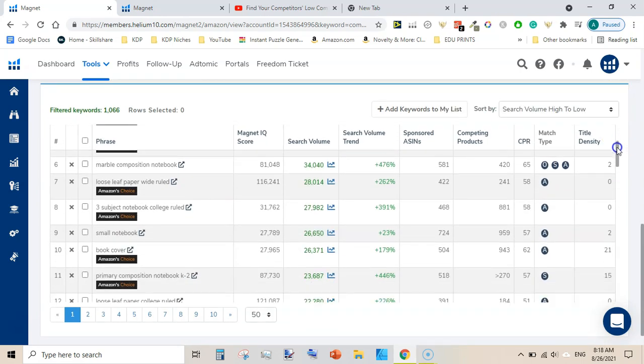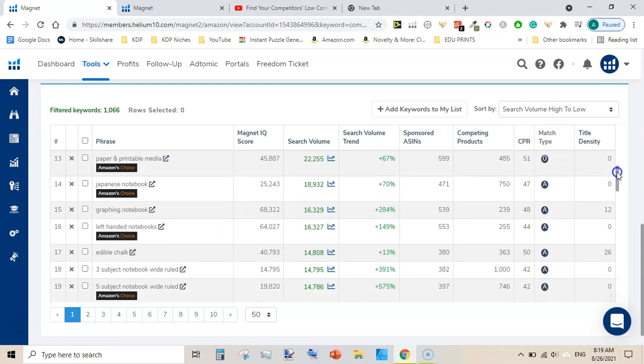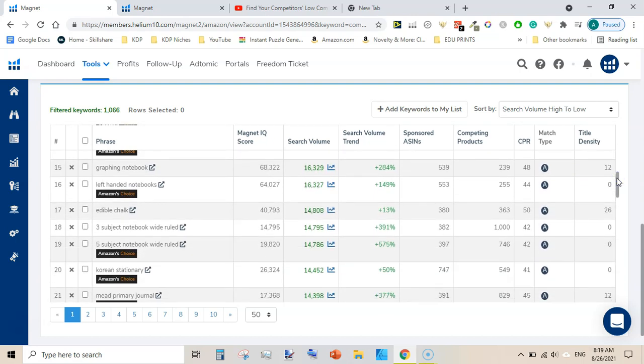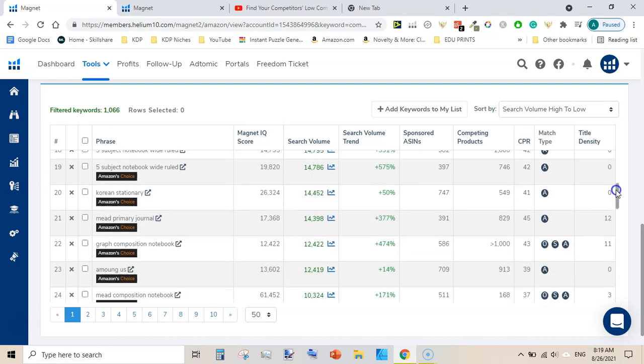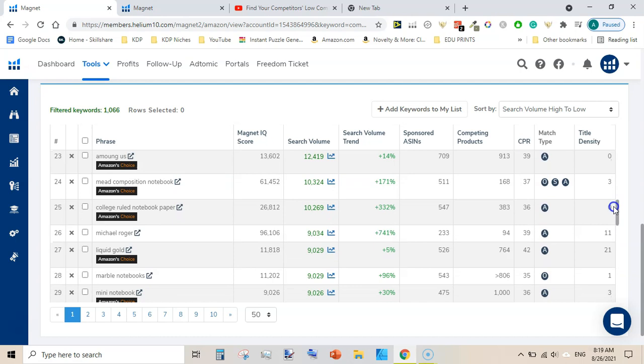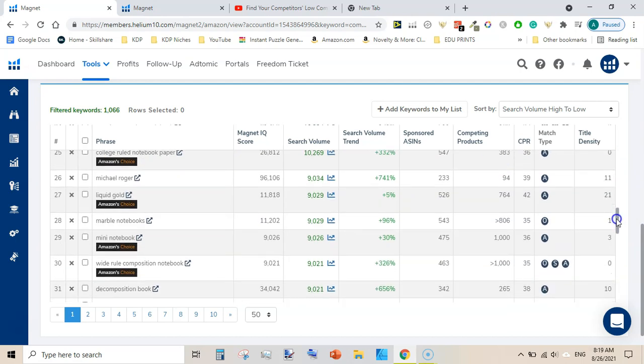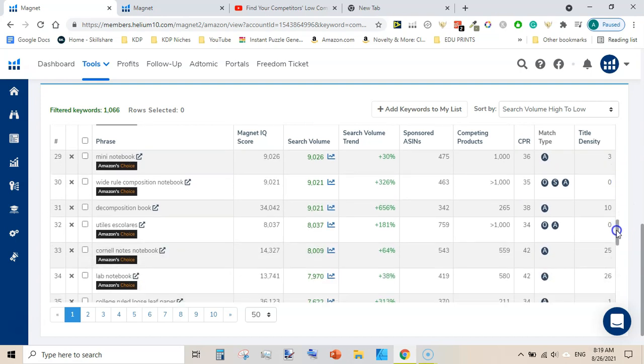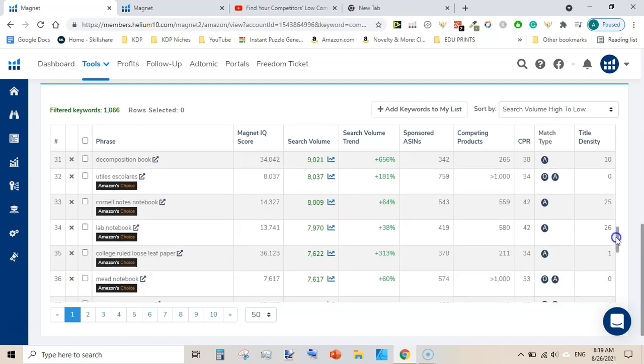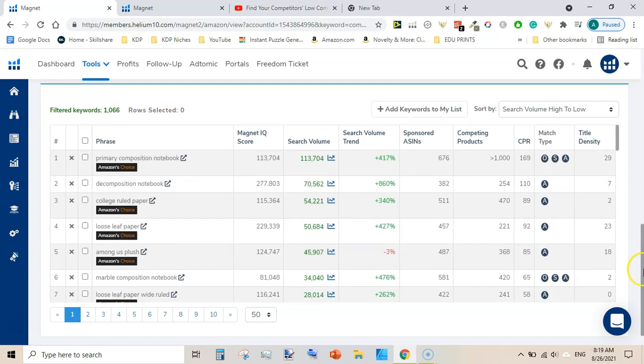Okay, in this way you can find a lot of related niches or low competition niches by typing the main idea, and Magnet is pulling the relevant keywords or niches to your main seed keyword. College ruled notebook paper, 383 competing products only. Marble notebooks, mini notebook, wide ruled composition notebook. Okay, a lot of niches, over 1000 niches are here.